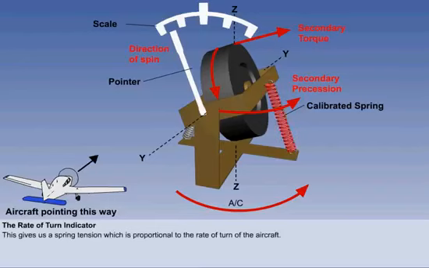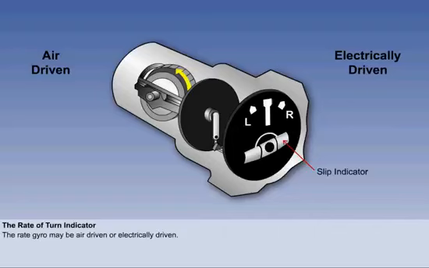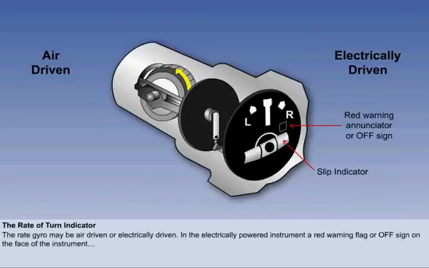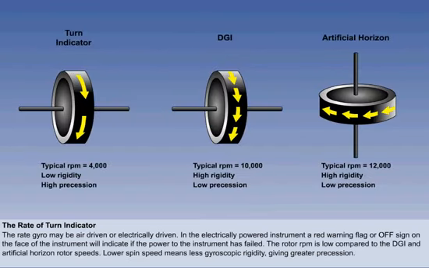The rate gyro may be air-driven or electrically driven. In the electrically powered instrument, a red warning flag or off sign on the face of the instrument will indicate if the power to the instrument has failed. The rotor RPM is low compared to the DGI and artificial horizon rotor speeds because the turn indicator uses the gyroscopic property of precession to measure rate of turn. Lower spin speed means less gyroscopic rigidity, giving greater precession, so a high rotor speed is not required.